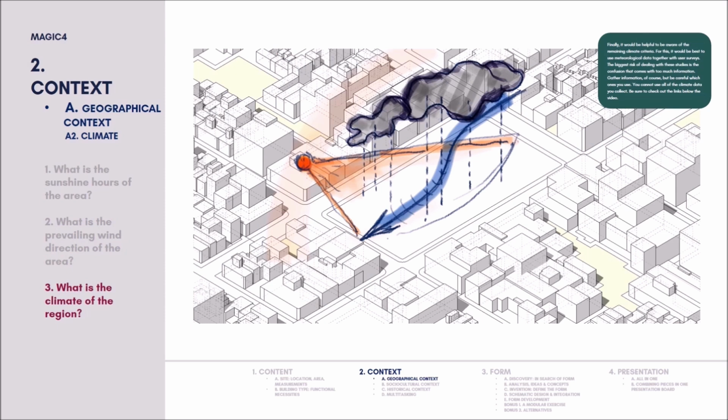A2. Climate. Question 3. What is the climate of the region? Finally, it would be helpful to be aware of the remaining climate criteria. For this, it would be best to use meteorological data together with user surveys. The biggest risk of dealing with these studies is the confusion that comes with too much information.